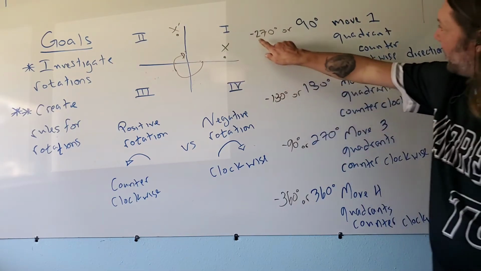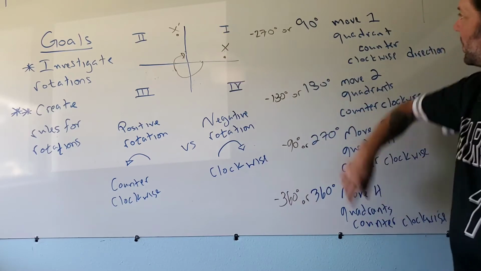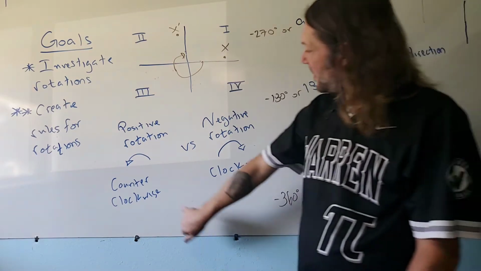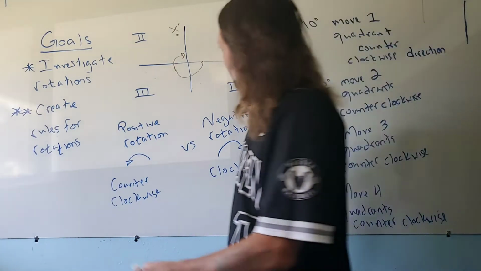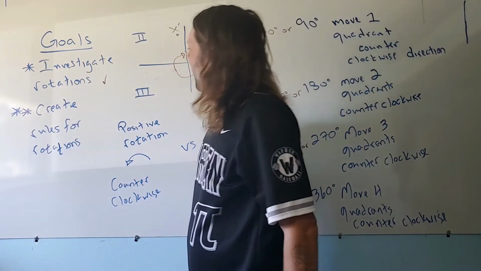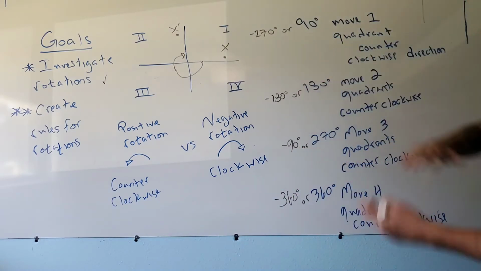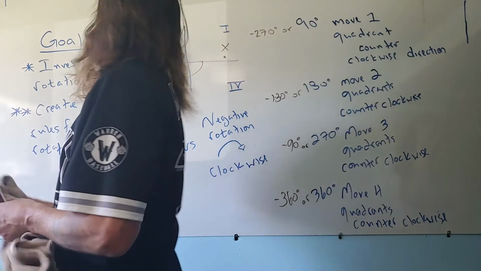So again, if I have a negative sign in front, I'm indicating that I'm moving in a clockwise direction. No negative, it's a positive number, I am moving in the counterclockwise direction. So I'm going to say that we've checked off the investigation of the rotations. And now I'd like to create rules. We only have 4 situations, and they're pretty easy to figure out what they're going to be.